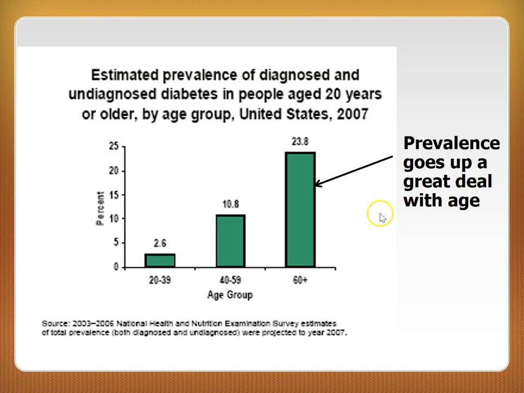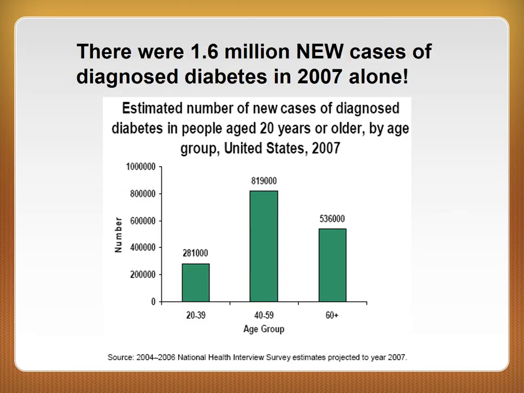This slide shows the estimated prevalence of diagnosed and undiagnosed diabetes in people aged 20 years or older by age group in the US in 2007. As we can see clearly, the prevalence goes up a great deal with age. The 20-39-year-old group had less than 5%, the 40-59-year-old group increased to 10.8%, and the 60 years old and beyond had 23.8%. Notably, there were 1.6 million new cases of diagnosed diabetes in 2007 alone. Among them, more than 50% were from the 40-59-year-old group.